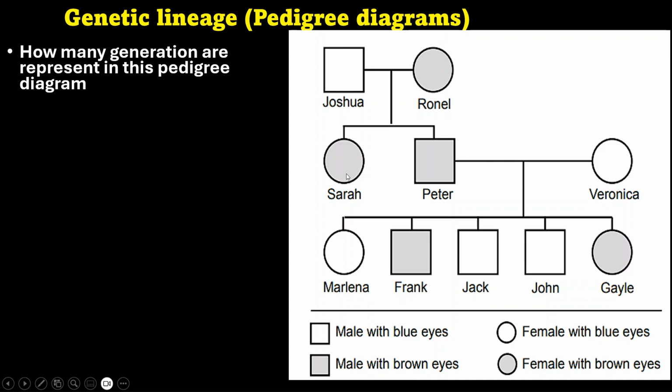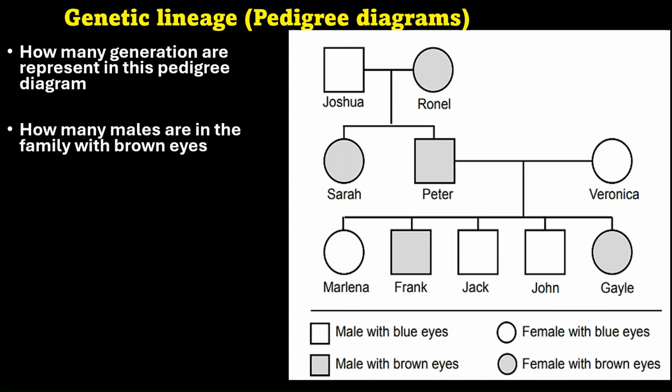The second generation consists of Sarah, Peter, and Veronica. They form one horizontal line. That's the second generation. The third generation is the third horizontal line, and there we have Malina, Frank, Jack, John, and Gail. So there are actually three generations here.